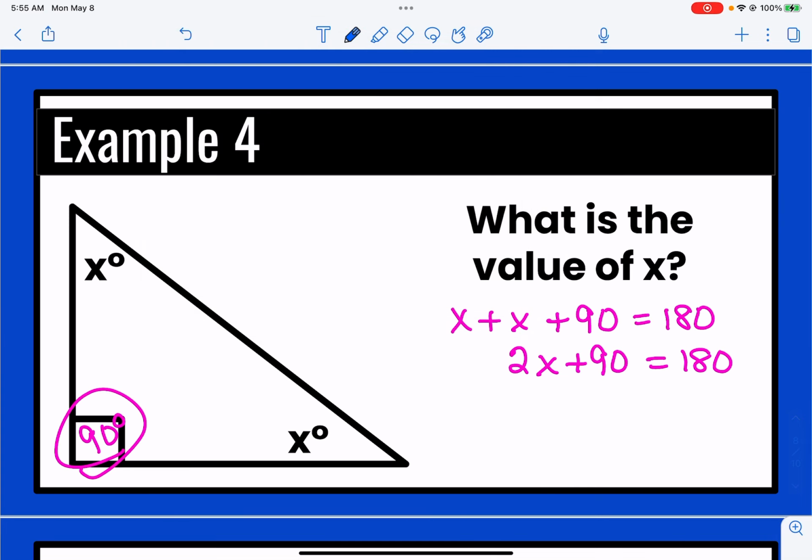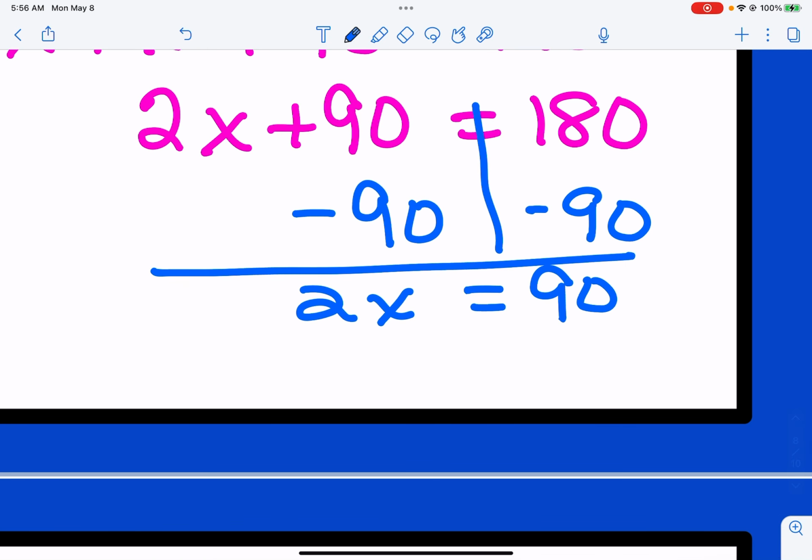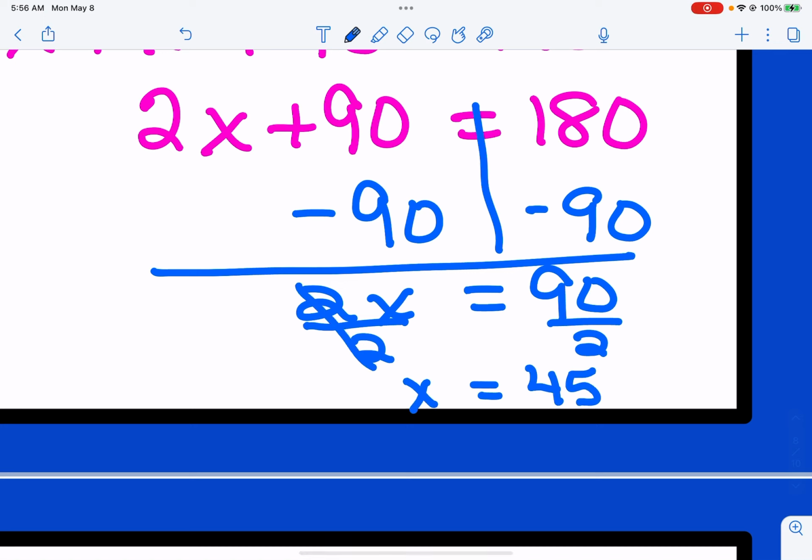Draw our wall. The first thing we're going to do is subtract 90 from both sides. And I have 2x equals 90. Now, my x is not isolated yet, so I know I need to do another step. I'm going to zoom in on it a little bit. I'm going to divide both sides by 2. These two cancel because they make that invisible 1, which gives me 45.